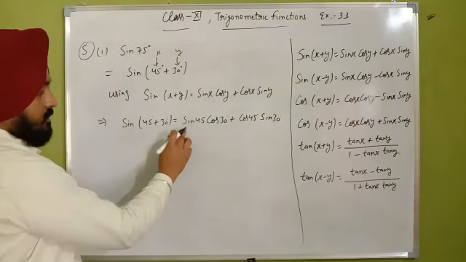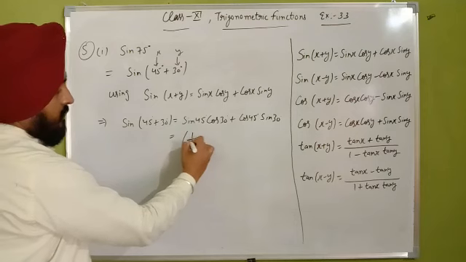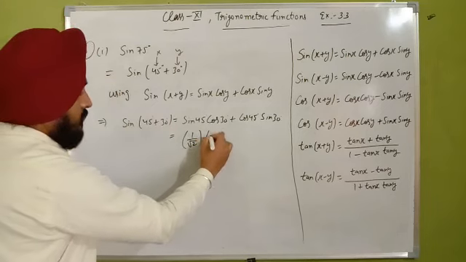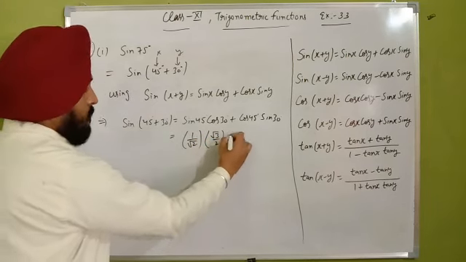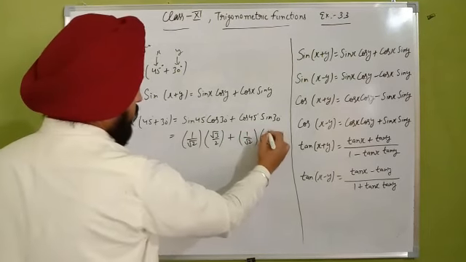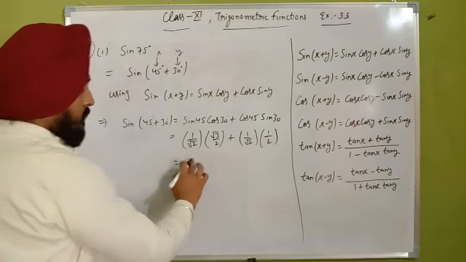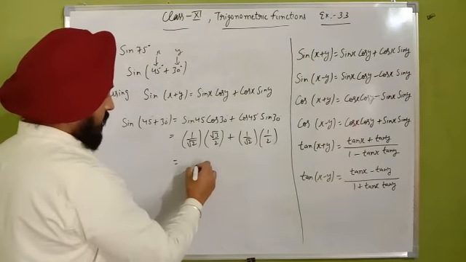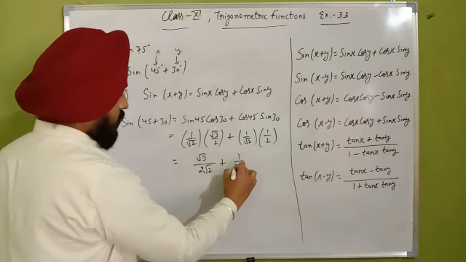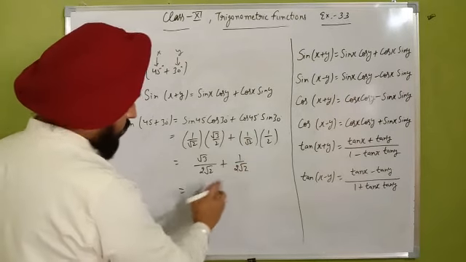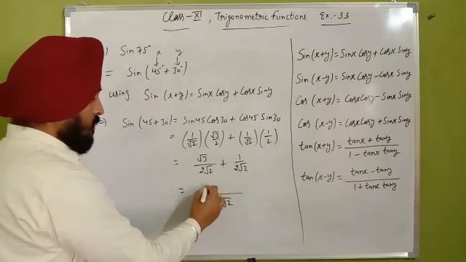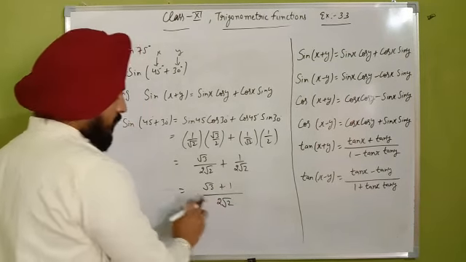Is it clear? Now sine 45 degree, as you know, is 1 over square root 2, and cos 30 degree is square root 3 upon 2, plus cos 45 degree, again 1 upon square root 2, and the value of sine 30 degree is 1 over 2. Now we have to multiply the terms, then take the LCM. That gives square root 3 upon 2 square root 2 plus 1 upon 2 square root 2. As the denominators of both terms are equal, the LCM in the denominator will remain 2 root 2, and square root 3 plus 1 will go to the numerator.